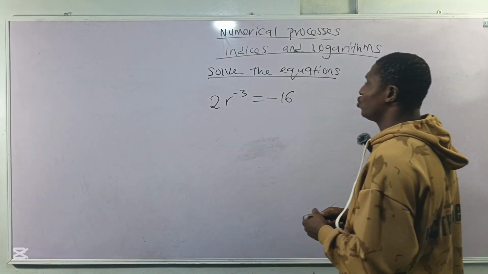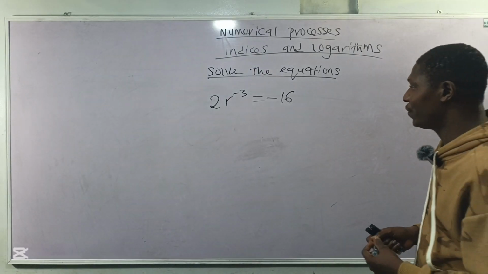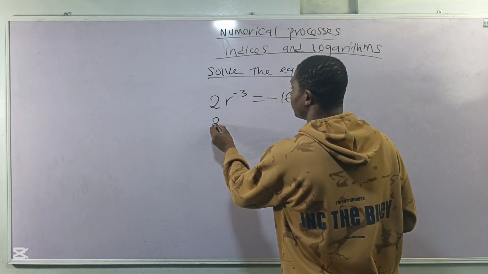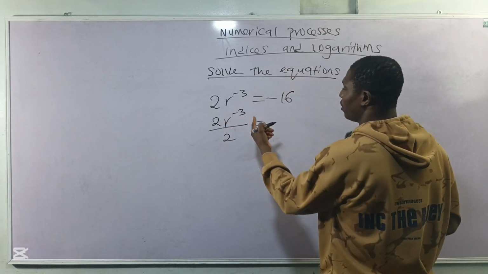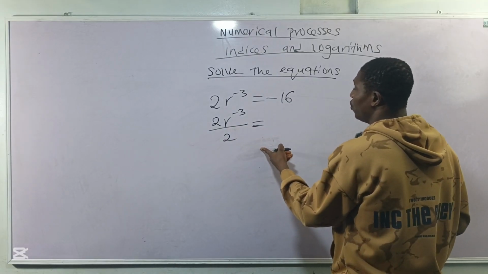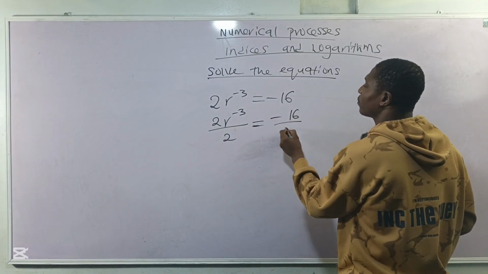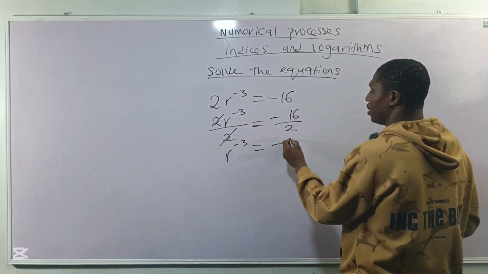We have 2r raised to power minus 3 equals minus 16. How are we to solve for the value of r? So simply, first, we divide through by 2 to make r raised to power minus 3 have 1 as its coefficient. So 2 will cancel 2. We have r raised to the power minus 3 equals minus 8.